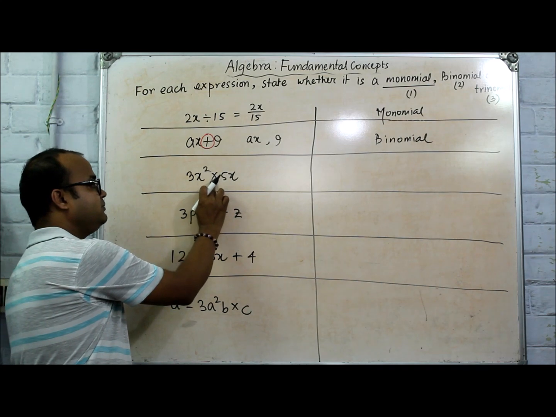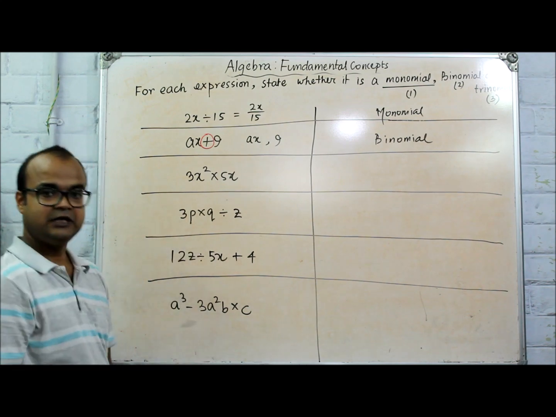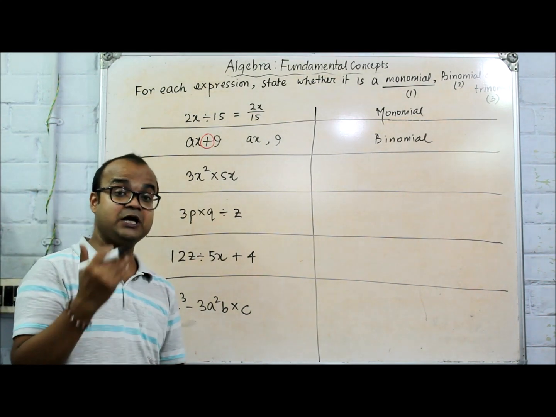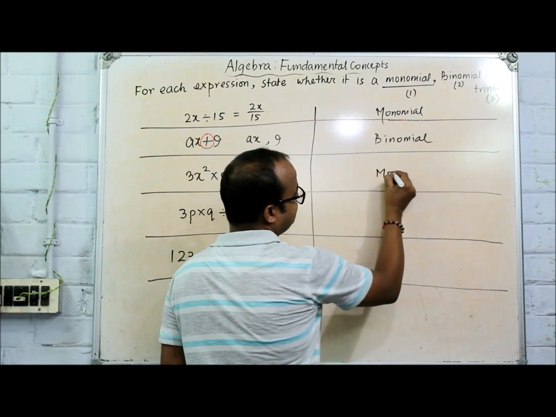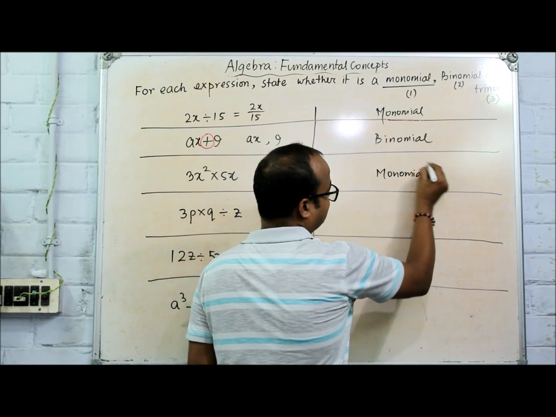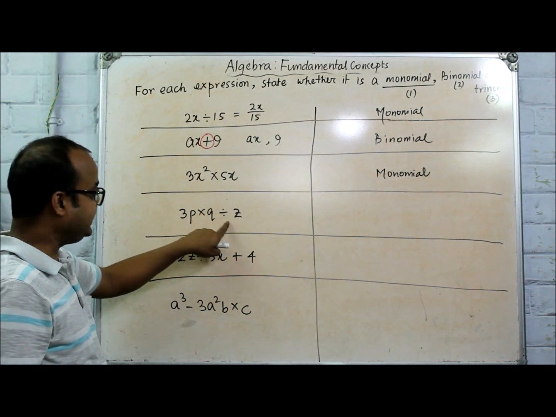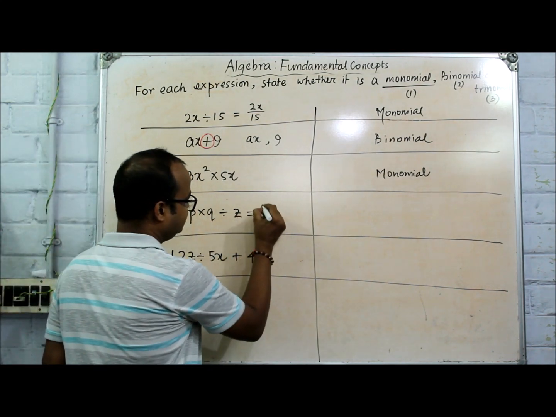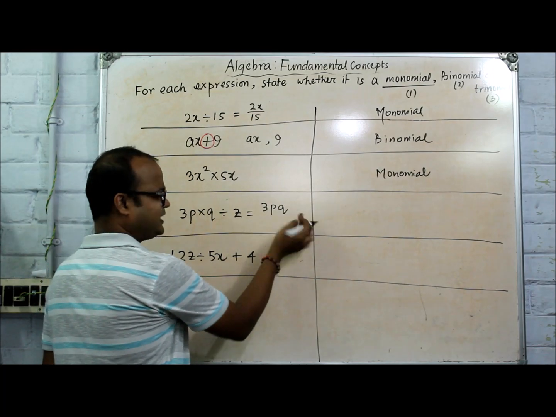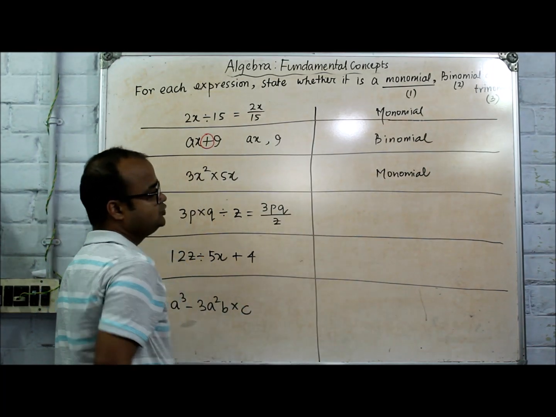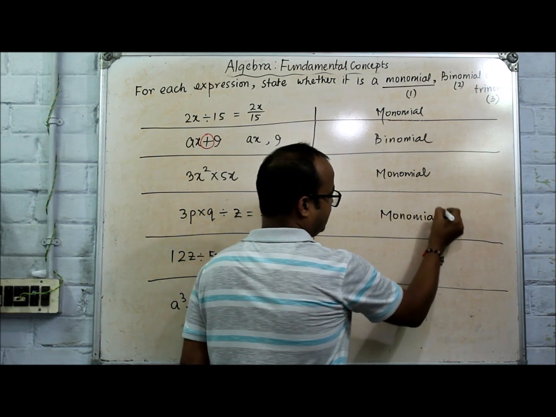3x square multiplied by 5x. Is there any plus or minus sign? No. So it is an example of monomial. 3p into q divided by z. If I write this term, we can write it as 3p multiplied by q, which can be written as pq divided by z. So it is an example of monomial.